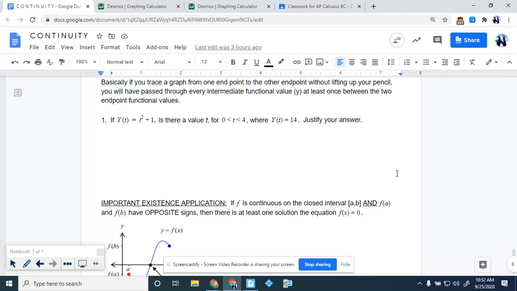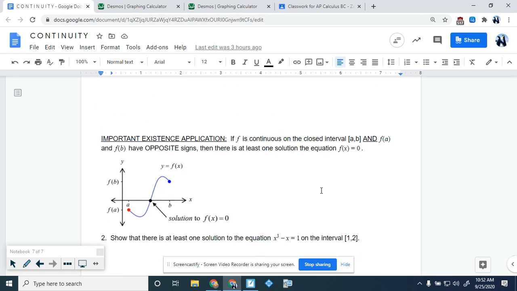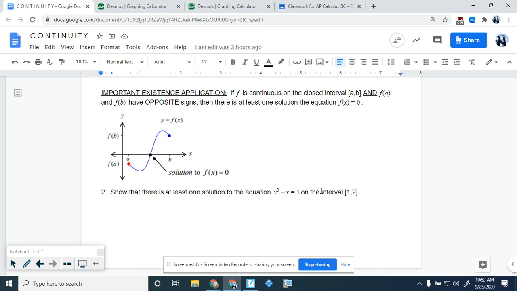Now let's look at the next one, because this, I would argue, is slightly more exciting. There's an important existence application here.